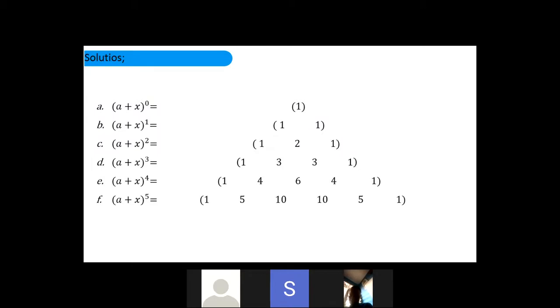Over here, we are still concentrating on the coefficients. So the first example that we have coefficient of 1. The second one, we have 2 coefficients, that's 1, 1. The third one, 1, 2, 1. The fourth one, 1, 3, 3, 1. Then we have 1, 4, 6, 4, 1, and 1, 5, 10, 10, 5, 1.